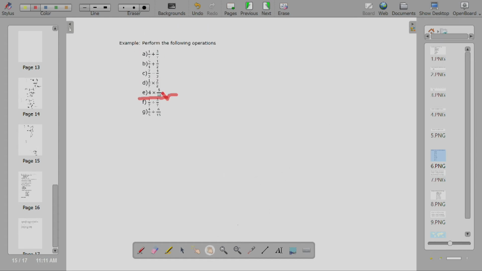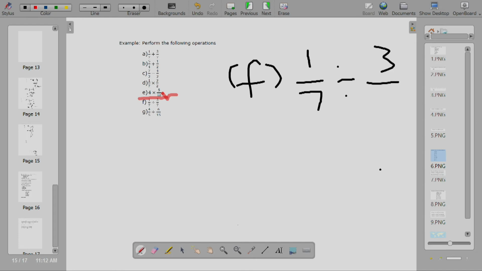So now let's move to Roman F, which requires us to divide 1 over 7 by 3 over 7. These two numbers can be divided as follows. This will be equal to 1 over 7, and we change the sign to multiplication.